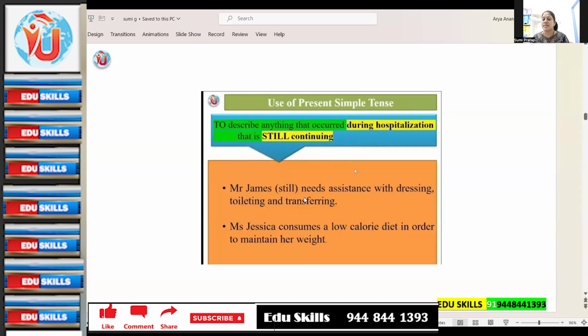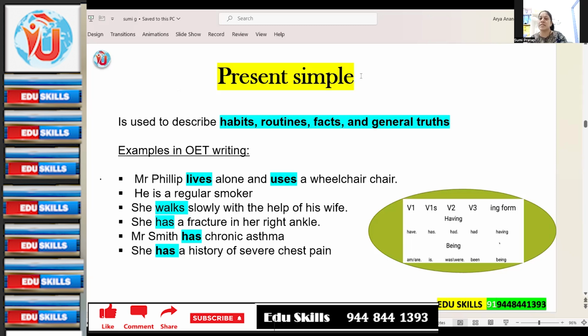For example, as given here: Mr. James needs assistance. Kindly follow that wherever the verb is there, it is written as needs. Yes, we are adding S also, so we have to be careful with that. Mr. James needs assistance with dressing, toileting, and transferring. The next one is Miss Jessica consumes a low calorie diet in order to maintain her weight. This is what we write when the patient is in hospital and it is still continuing. This is the simple present tense.